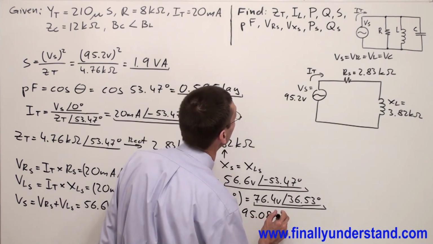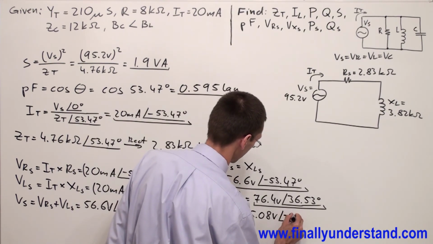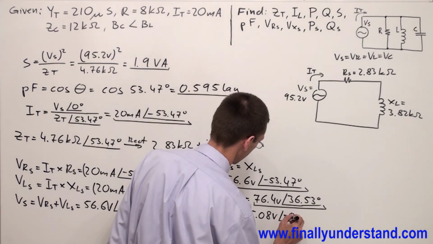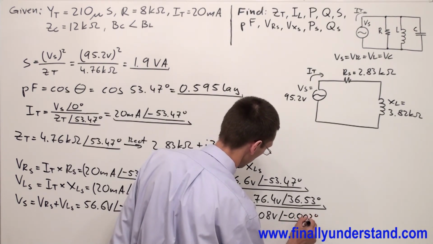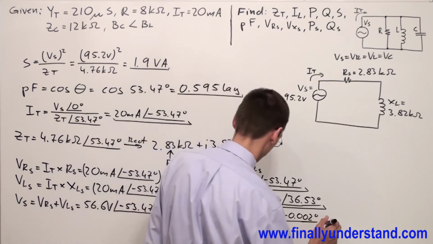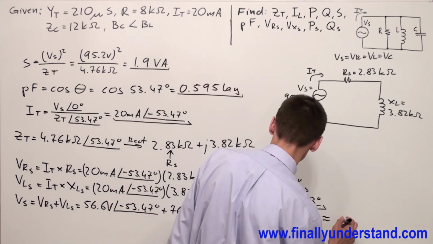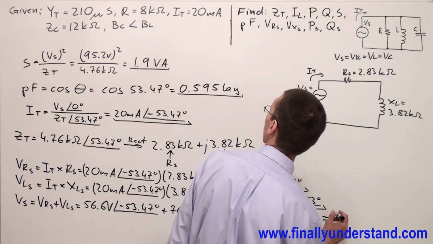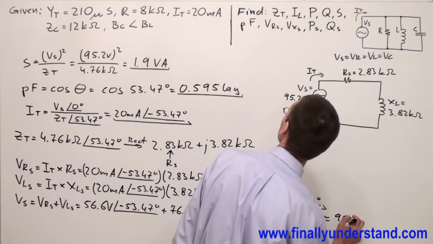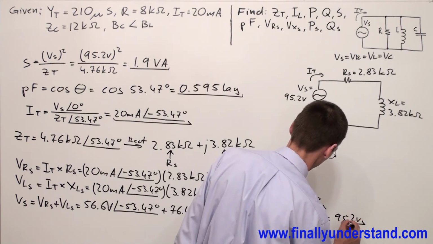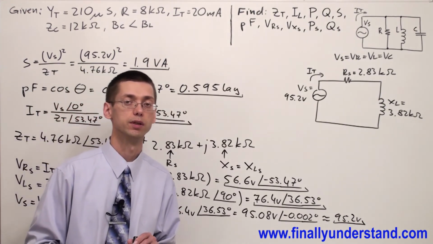This is equal to 95.08 volts at an angle of negative 0.002 degrees. So we can say that this is very close to the voltage source, which we found to be equal to 95.2 volts. So it means that our calculations up to this moment are okay.